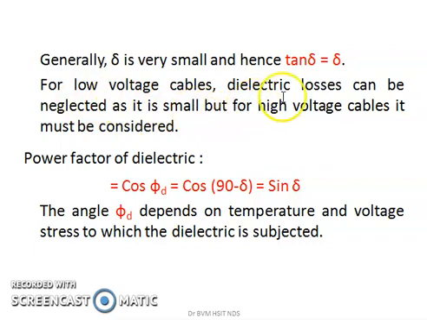For low voltage cables, dielectric losses can be neglected because the voltage is small. But for high voltage cables, the dielectric loss must be considered. The power factor for the dielectric is given by cos phi d, where phi d is 90 minus delta, so cos of 90 minus delta is nothing but sin delta. The angle phi d depends on the temperature and voltage stress to which the dielectric is subjected.